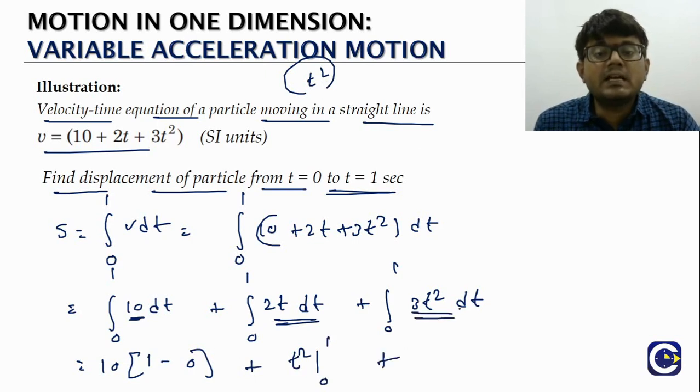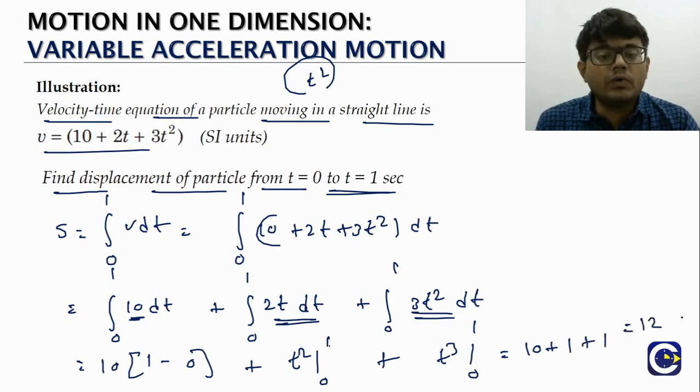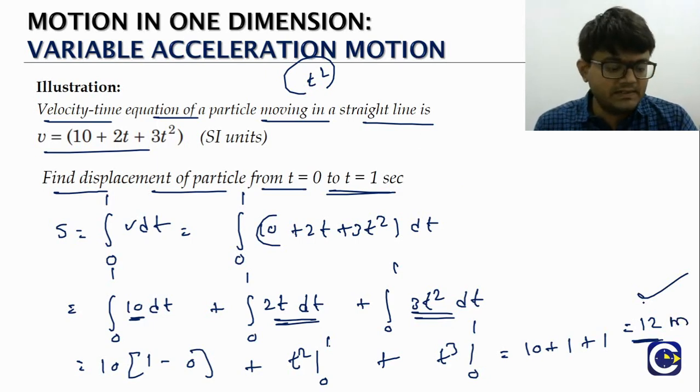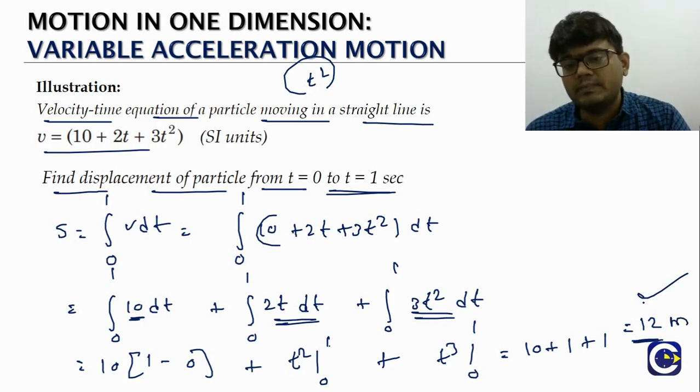Look at this. Integral 3t square is t cube. This also we have to substitute the limits. 10 plus t square, limits we have to substitute, right? 1 square minus 0 square, that is also 1. Here t cube, we substitute the limits. 1 cube minus 0 cube, that is also 1. Totally what do we get? 12. Since the velocity function is in SI units and time is in seconds, the overall displacement is going to come in the SI unit, which is meters. So the answer for this question will be 12 meters.